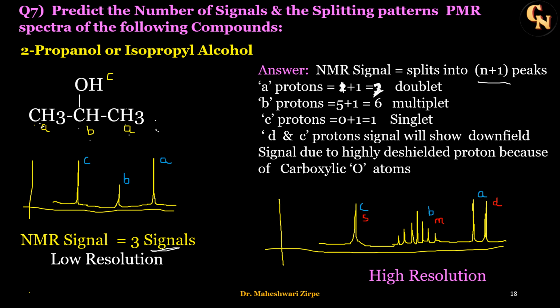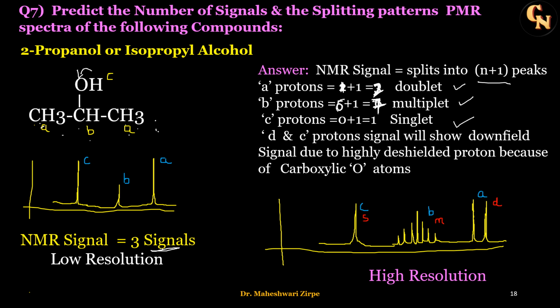Then the B protons. B protons have how many neighbors? 3 plus 3, that is 6. Total is 6, and 6 plus 1 will be 7. So it is a multiplet, a septet of 7 peaks. And the C proton has how many neighbors? 0, because for this proton the neighbor is oxygen. No proton is there. So 0 plus 1, a singlet. In this way, you will get a doublet, multiplet and singlet.